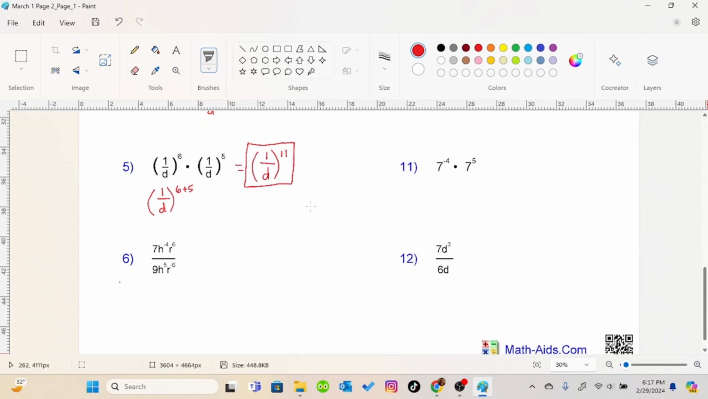Number 6. We have 7 over 9. We have H, negative 4 on the top, minus 5 on the bottom, becomes H to the negative 9, which equals 1 over H to the power of 9.